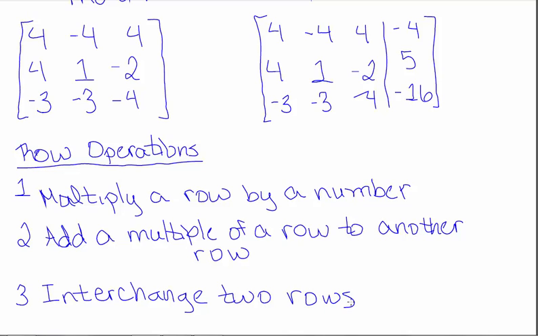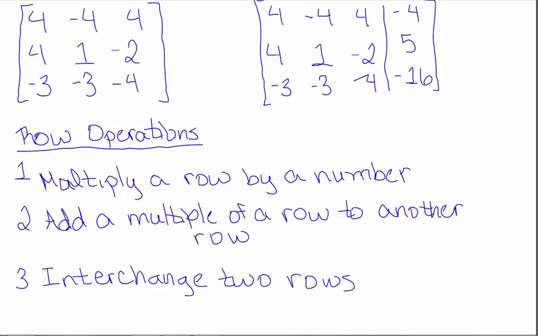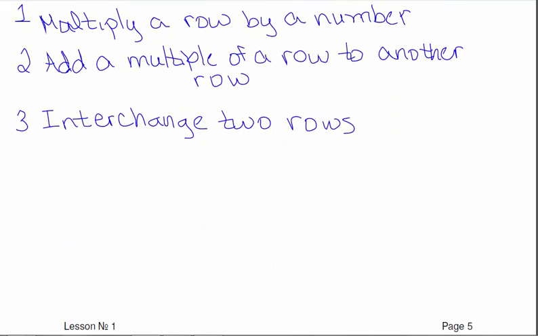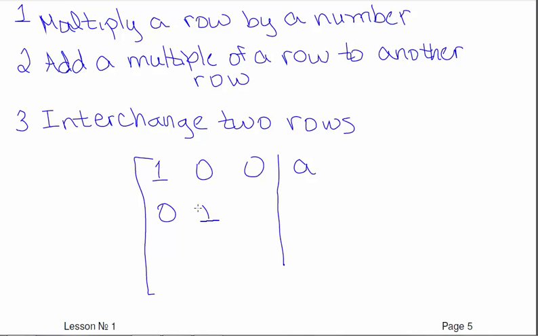So these are the three things we can do. The question might be, why would we want to do these? And how do we know what to do? Well, my ultimate goal for this system of equations is going to be to use these row operations to turn the augmented matrix into something that looks like this, where A, B, and C are going to be some number.